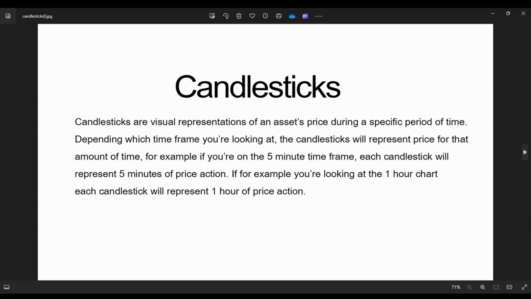What are candlesticks? Candlesticks are a visual representation of an asset's price during a specific period of time. Depending on which time frame you're looking at, the candlesticks will represent price for that amount of time. For example, if you're on the 5-minute time frame, each candlestick will represent 5 minutes of price action. The same for an hour chart, the same for a daily chart. If you're on a daily chart, each candlestick will represent 1 day of price action. All right.